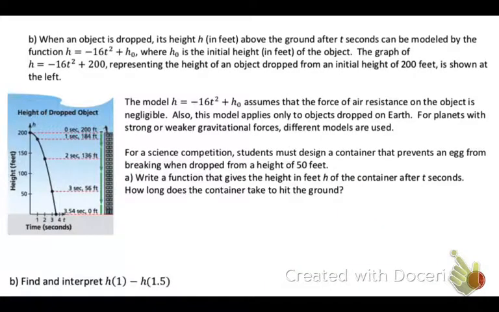Now, when an object is dropped, its height, h in feet above the ground, t seconds, can be modeled by the function height equals negative 16 t squared plus h sub 0. H sub 0 is the initial height in feet of the object. So the graph of h equals negative 16 t squared plus 200, which represents the height of the object dropped from its initial height, is shown there at the left on your screen.